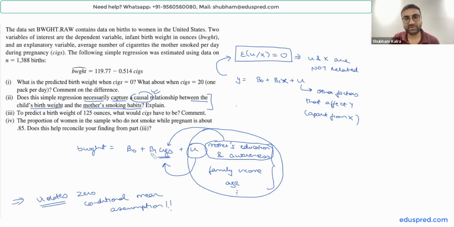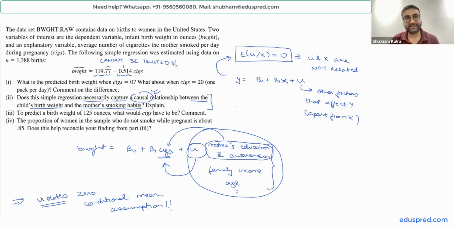And because this assumption is getting violated, that means that this model will not be able to capture a causal relationship between the child's birth weight and the mother's smoking habits. So these OLS estimates that you see over here cannot be trusted.